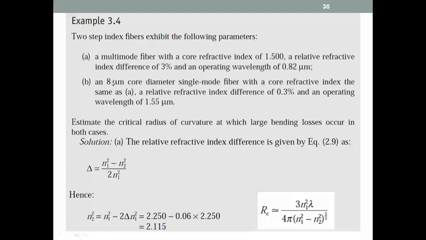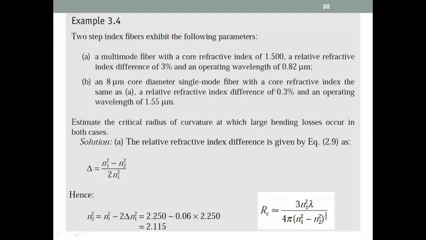Let us talk about the single mode fiber. It has an 8 micrometer core diameter. So we have the core diameter given, it is not the radius, so please mention, you have to write it as 4 micrometer. And for the single mode fiber, the core refractive index and relative refractive index difference is given as 0.3.